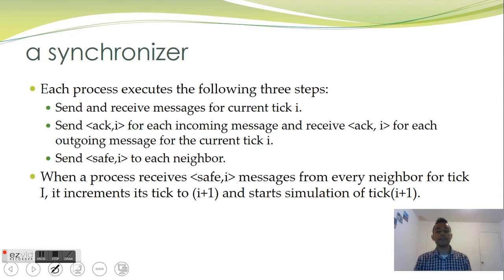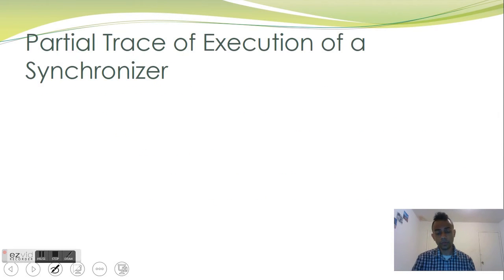Now let us discuss the alpha synchronizer. In the alpha synchronizer, each process executes the following 3 steps: sends and receives messages for the current tick, sends acknowledgement for the current tick, and sends a safe message to its neighbors. Once it receives a safe message, it can then go in and perform actions for the next clock tick. Here's a partial trace of execution of a synchronizer.